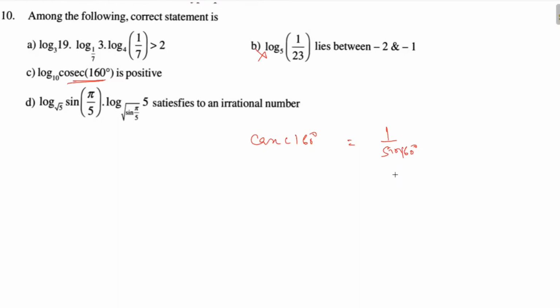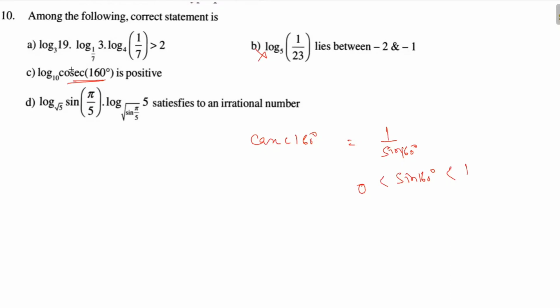Now we know that sine theta in the second quadrant is going to be positive. So sine 160 degrees is going to be greater than 0 and less than 1. It will become 1 only when the angle is 90 degrees. Otherwise, it's between 0 and 1. So this quantity is going to be greater than 1 for sure. How big it is going to be is the question, but it doesn't matter. All that we are looking at is that this quantity is greater than 1.